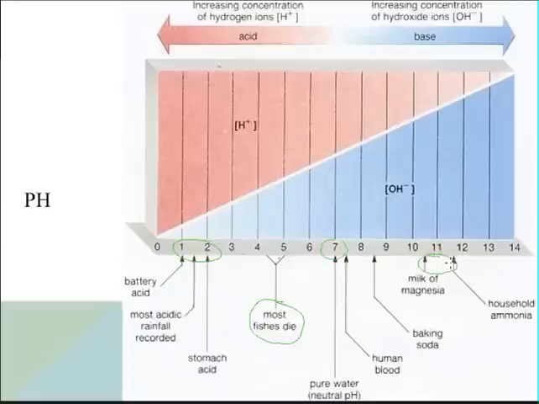So the important thing here is lower number, you have more hydrogen ions, and you're more acidic. Higher number, more hydroxide ions, more basic. And up here, if you look, the hydrogen ions and the hydroxide is OH minus.